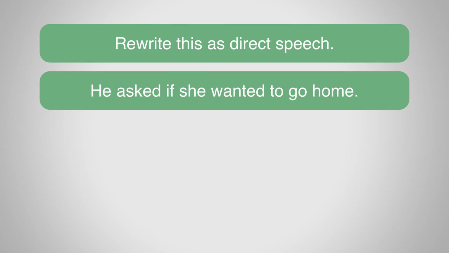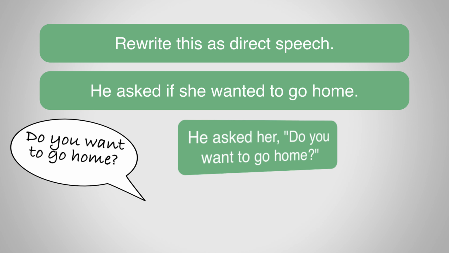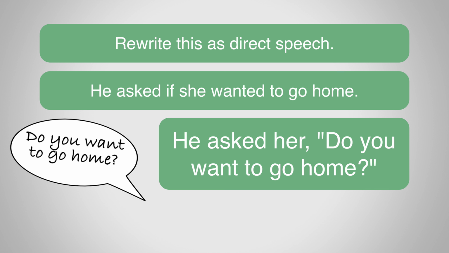Okay, take a look at this question where we were asked to rewrite some reported speech as direct speech. He asked if she wanted to go home. Since we don't know the exact words that were spoken, there may be more than one answer, but let's keep it simple. What were the words that were most likely to have been spoken? Well, probably something like, "Do you want to go home?" Let's now write this as direct speech, being sure to follow our punctuation rules. He asked her, "Do you want to go home?"